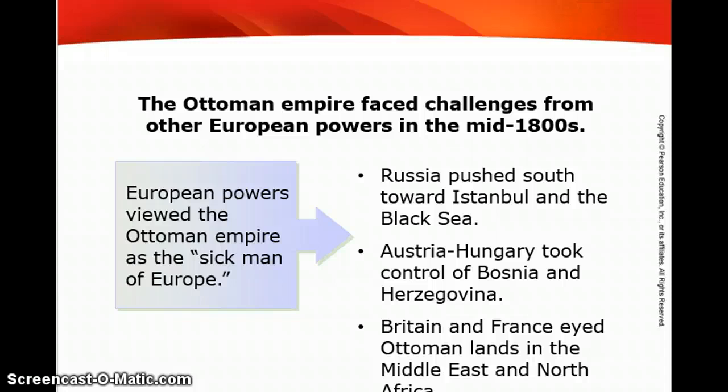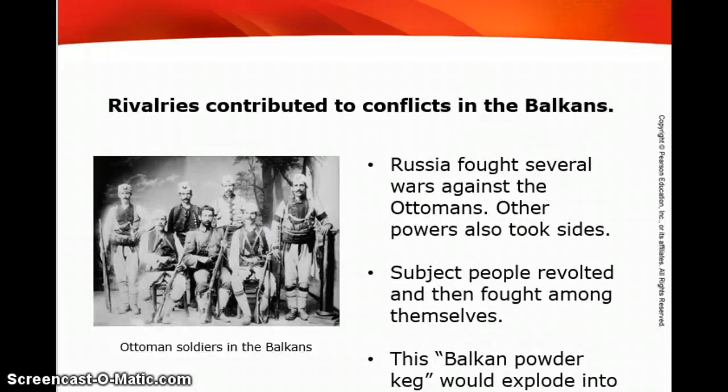Austria-Hungary took control of Bosnia and Herzegovina. Britain and France eyed Ottoman lands in the Middle East and North Africa, which it will eventually get with the peace treaties after World War I. Rivalries contributed to conflicts in the Balkans to the point where the Balkan powder keg would explode.